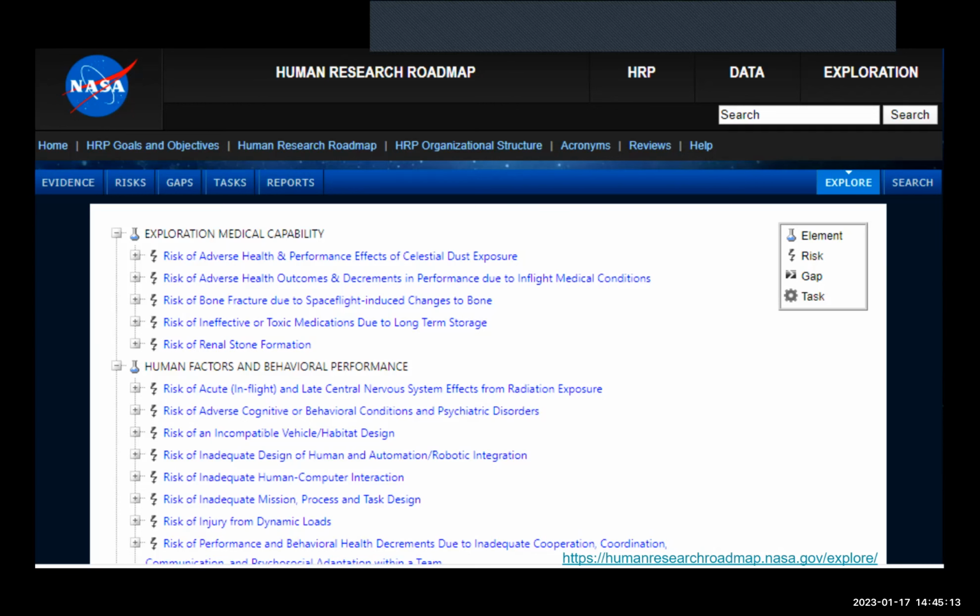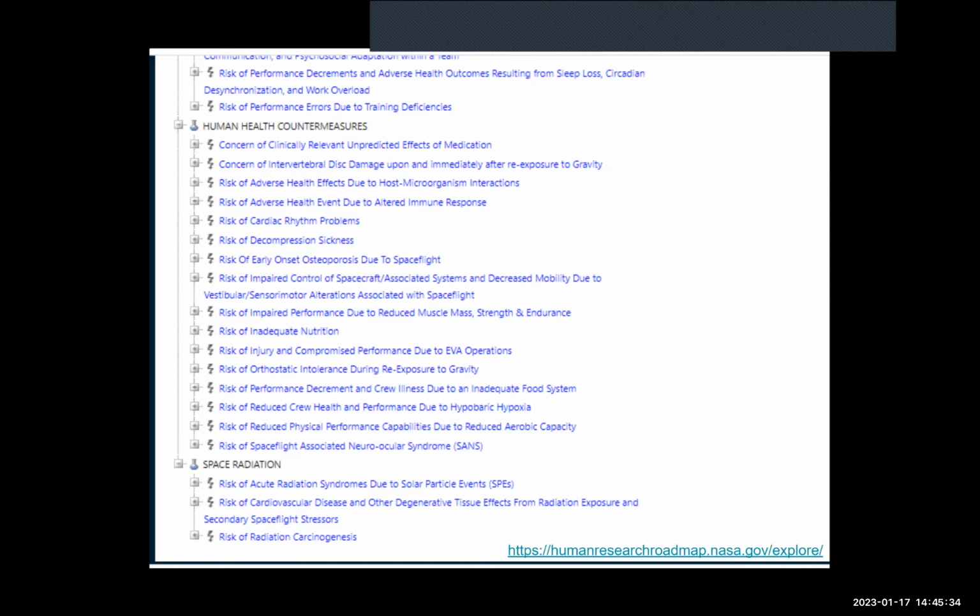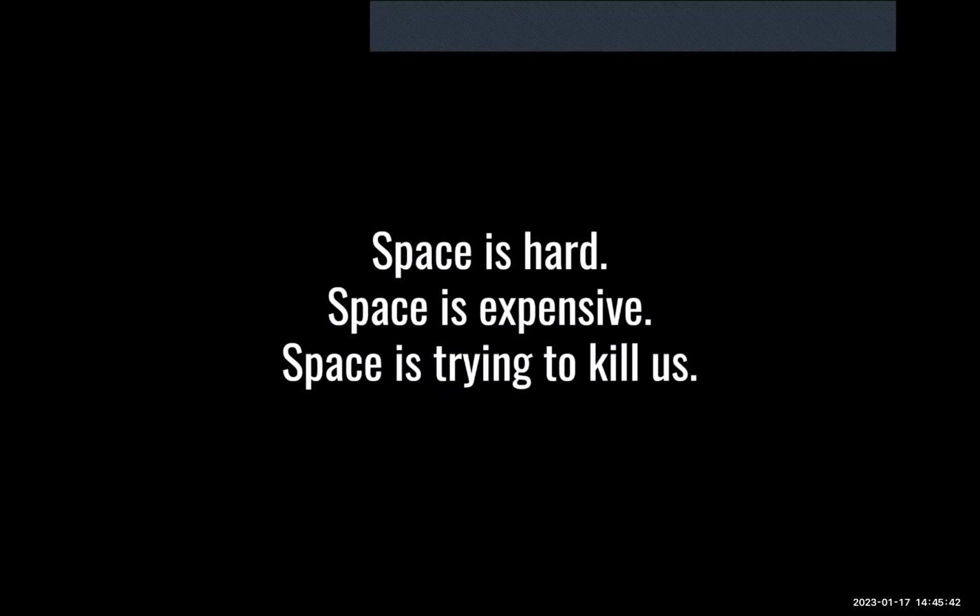You'll see design considerations. So for those of you who are more on the hardware design side, you'll see the risk of inadequate human-computer interactions, poor interfacing between the ship, the computer, and the human. So it's a very interesting list. So this is the Human Research Roadmap. The link is included there for you. So the summary from the second part of the talk is simply that there's a lot to think about in space. Space is hard, space is expensive, and as we've talked about, space is trying to kill us.